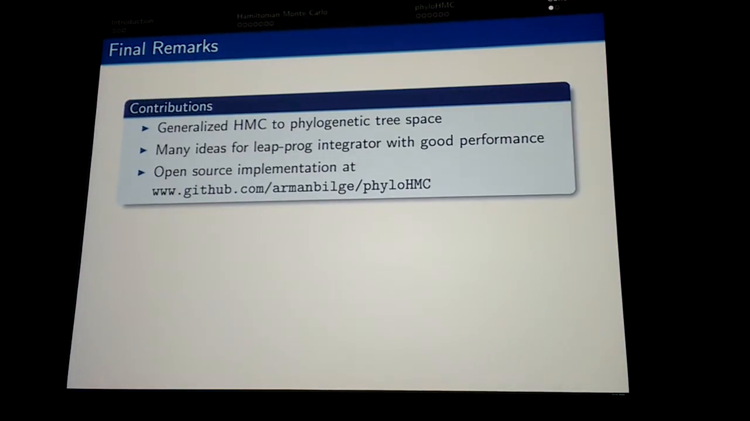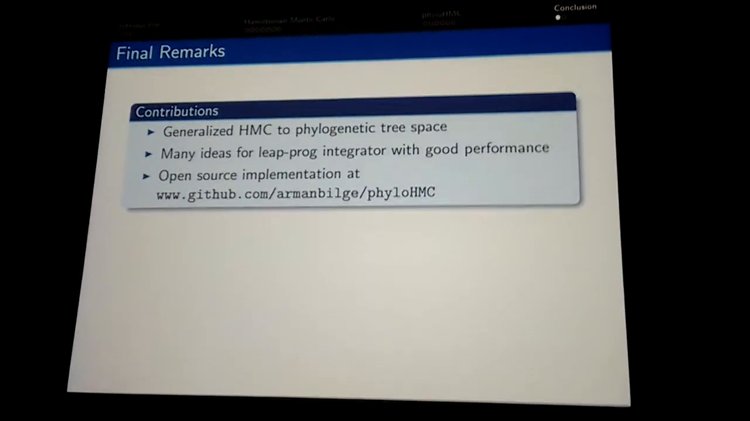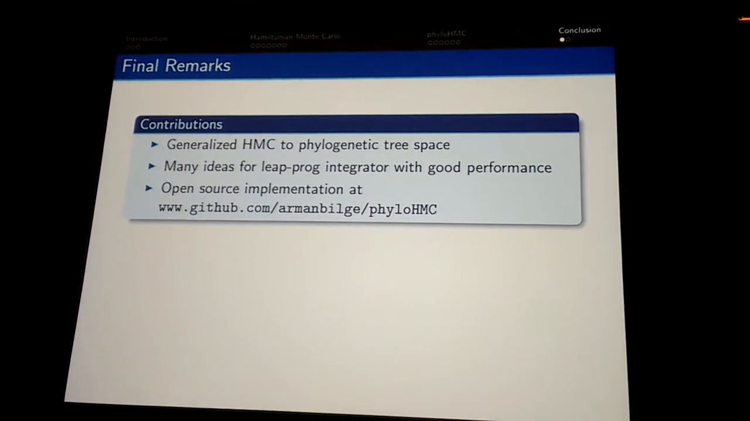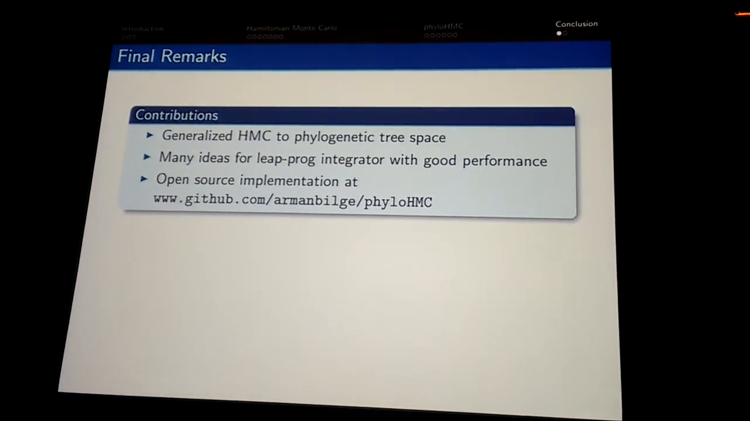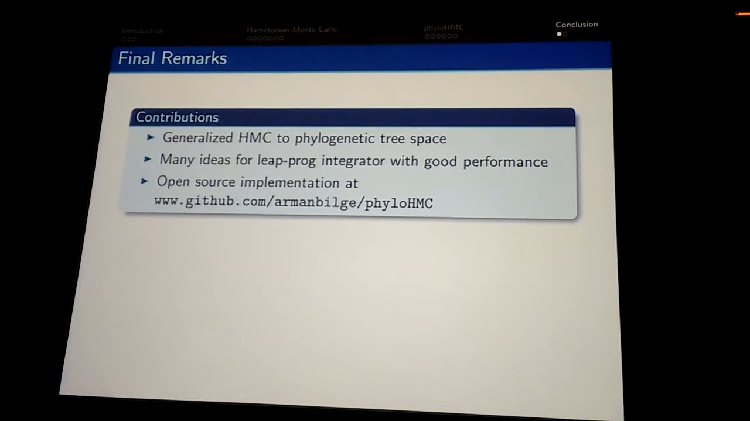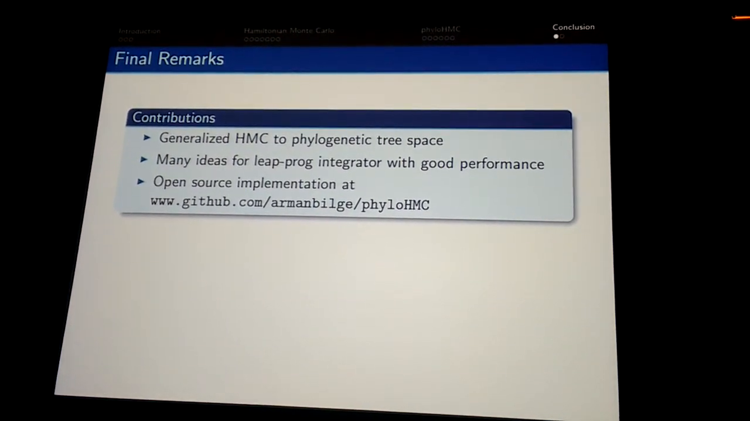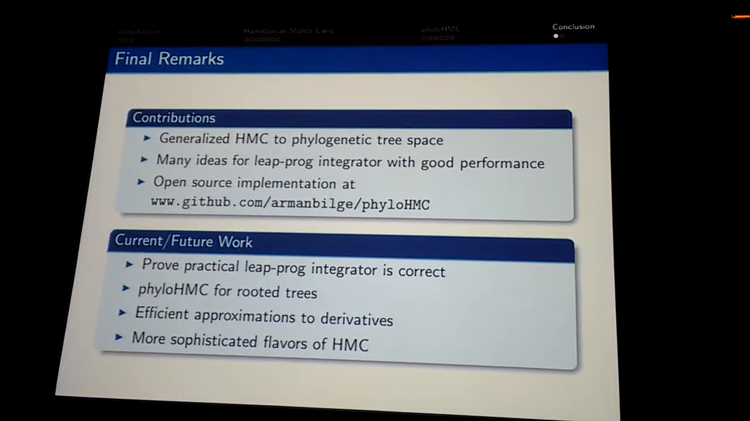It's not smooth. So the great thing we've done is we've generalized HMC to phylogenetic tree space. We've got lots of good ideas for how to make an integrator that will have good performance, that will hug close to the cliff at this non-differentiable point. And we've got an open source implementation. Please take a look at it.